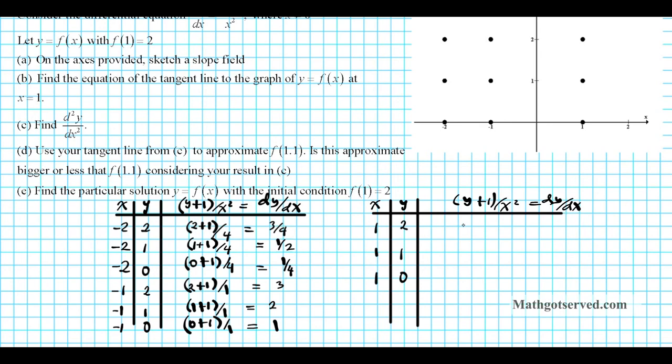Alright, so let's go ahead and work it out. Y plus 1, 2 plus 1, divided by the denominator squared, which is 1. Output is 3. That's the slope. Next one is 1 plus 1, divided by the denominator squared, which is 1. So we have 2 over 1, which is 2. And then lastly, 0 plus 1, divided by the denominator squared, which is 1 squared, is 1. Alright, so we have all our slopes for the tangent lines.